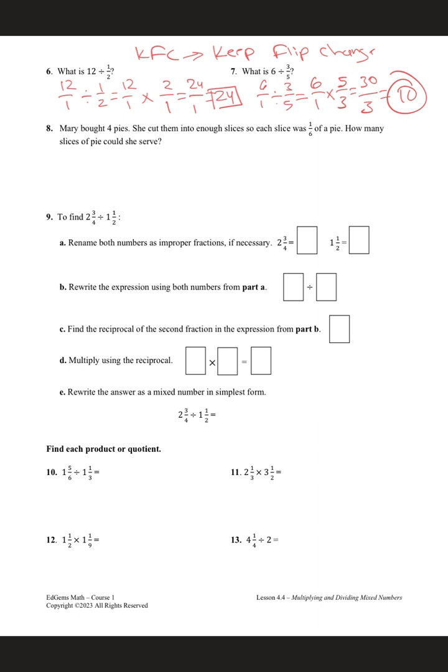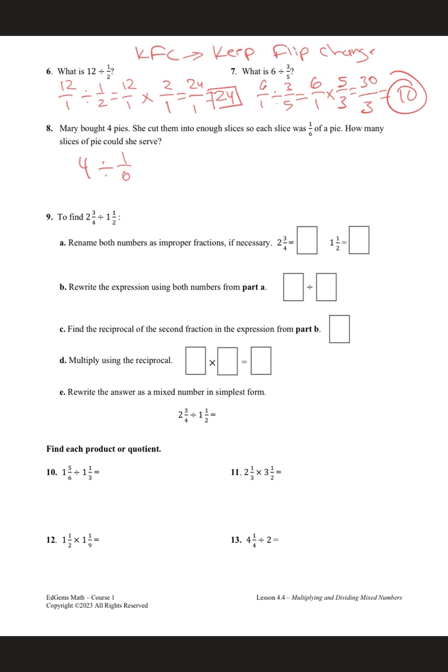Number 8 says, Mary bought 4 pies. She cut them into enough pieces so each slice was 1/6 of the pie. How many slices of pie could she serve? Okay, so let's take the total number of pies. I'd like to take out some pies. Here we go. So 4 pies, and we're going to divide that by 1/6.